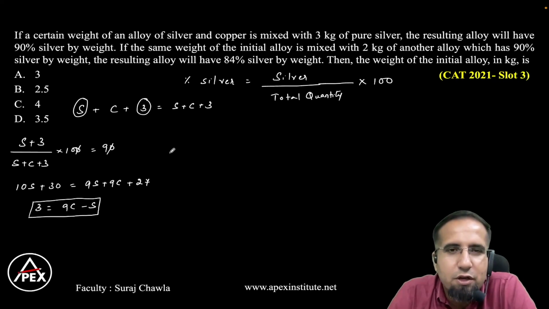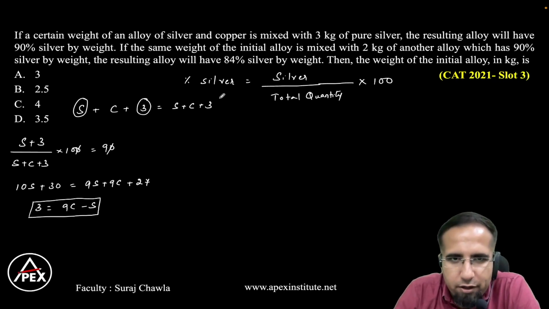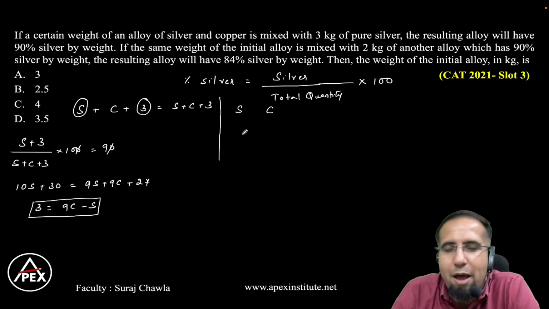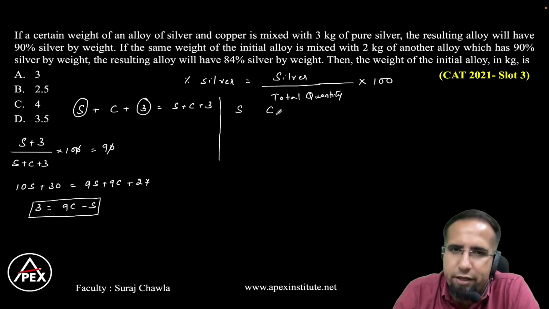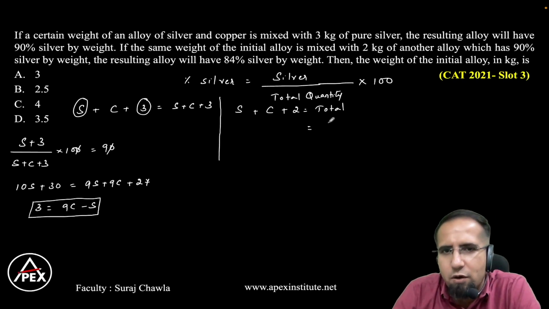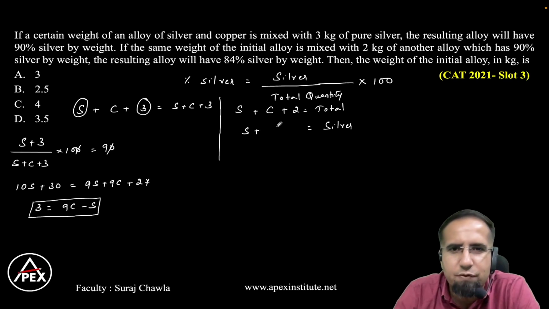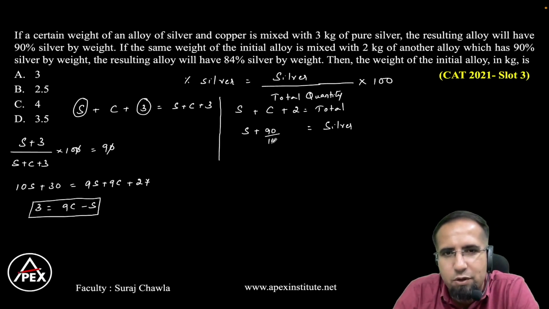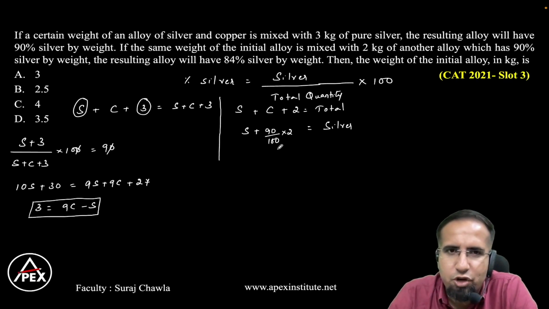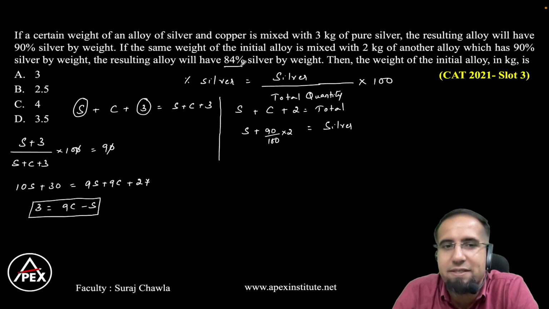Now let's do the second equation. If the same weight of the initial alloy is taken, let me again assume that I have S kgs of silver and C kgs of copper. Now I'm adding 2 kgs of another alloy, so this becomes my total quantity. Now what is the quantity of silver here? The quantity of silver will be S plus this 2 kgs of alloy which has 90 percentage silver. So 90 percentage of 2 will be 1.8. Clear? Now this results in 84 percentage silver by weight.